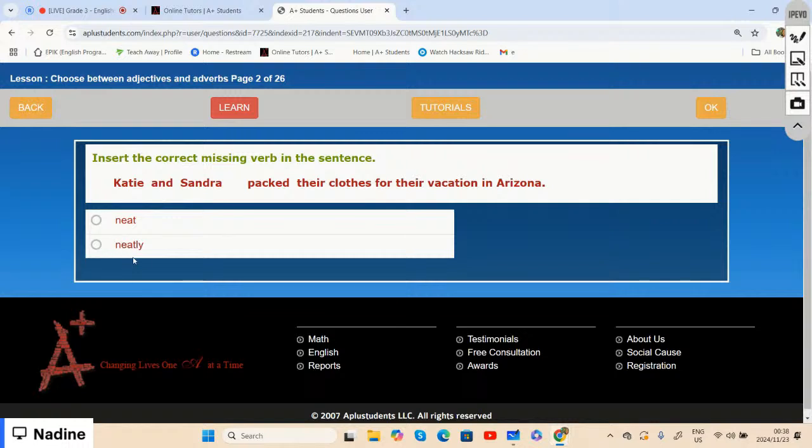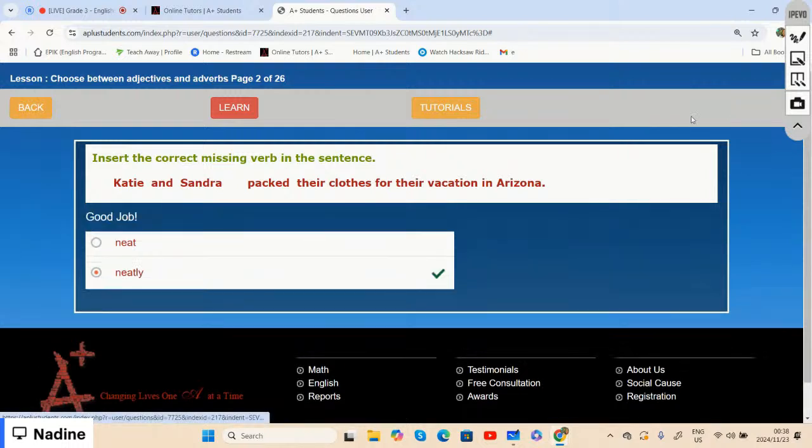All right, so we can say Katie and Sandra neatly packed their clothes for their vacation. Well done, neatly.